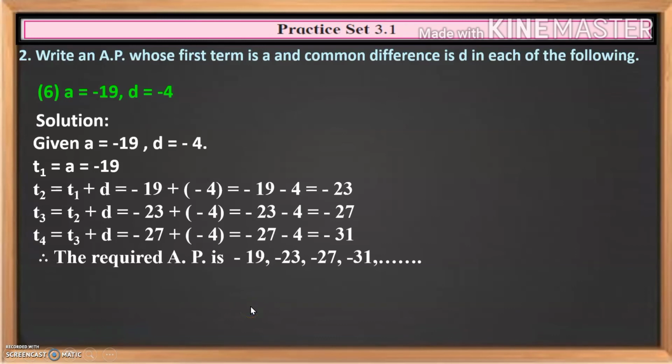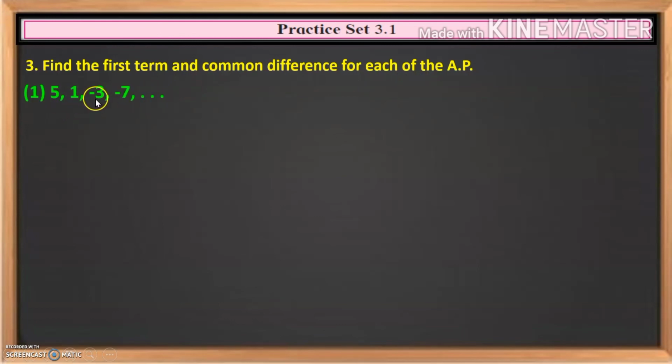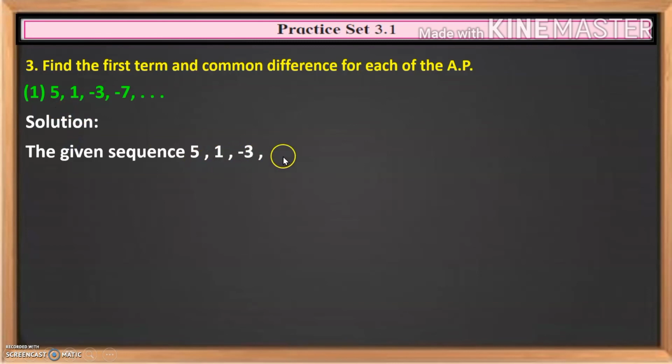Okay, now we proceed to question number 3. Find the first term and the common difference for each of the AP. Now this is a very simple question. The question is this: 5, 1, minus 3, minus 7. It's very easy, students. In this solution, the given sequence 5, 1, minus 3, minus 7 is an AP. We know that it is an AP.